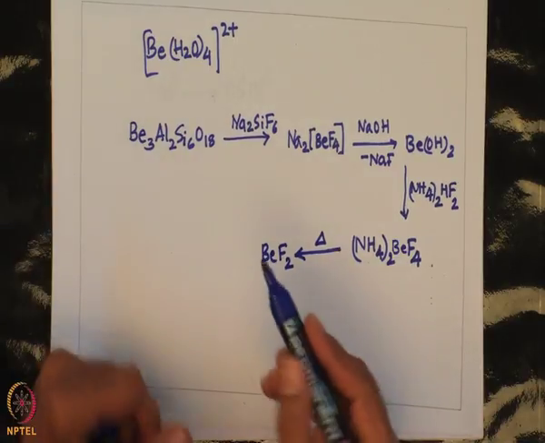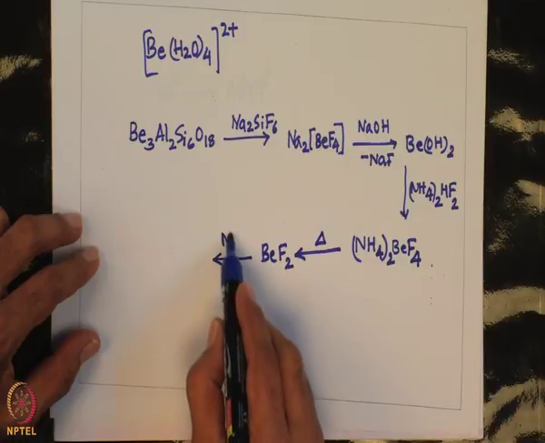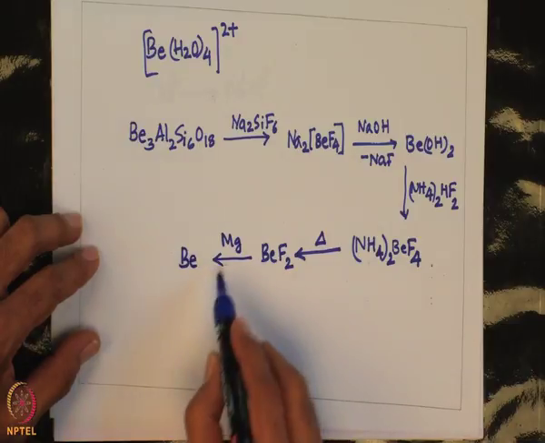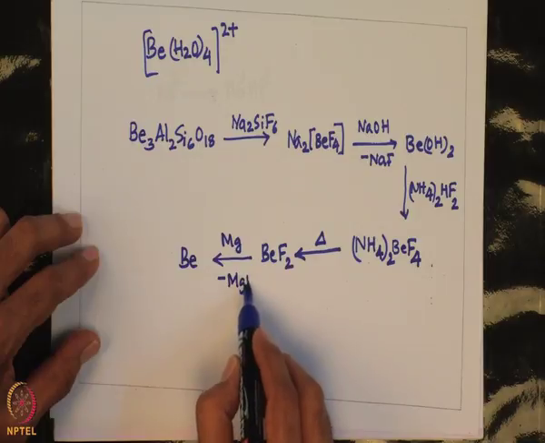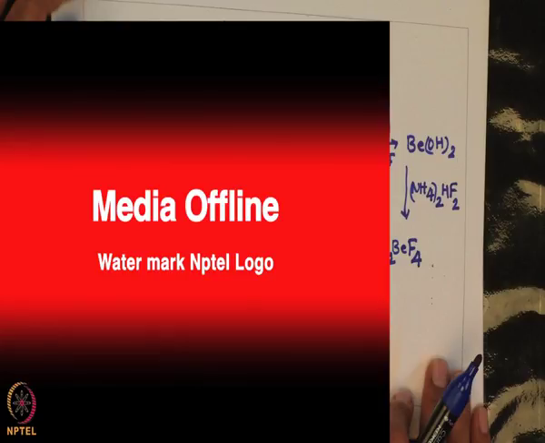Once after getting pure beryllium fluoride, it can be reduced using magnesium to get elemental beryllium. So, this is how beryllium is extracted from beryl, and simple anhydrous compounds of beryllium are covalent in nature. When crystallized from water, as I said, salts are formed, like hexaaqua beryllium 2 plus.